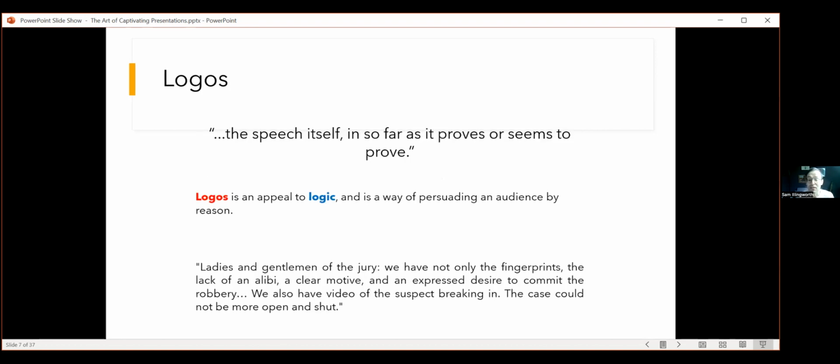The second thing is logos. So this is an appeal to logic, and it's a way of persuading an audience by reason. So again, to give you an example, ladies and gentlemen of the jury, we have not only the fingerprints, the lack of an alibi, a clear motive, an expressed desire to commit the robbery. We also have video of the suspect breaking in. The case could not be more open and shut. So again, this would be someone in a court case making a logical argument for why they were prosecuting somebody.